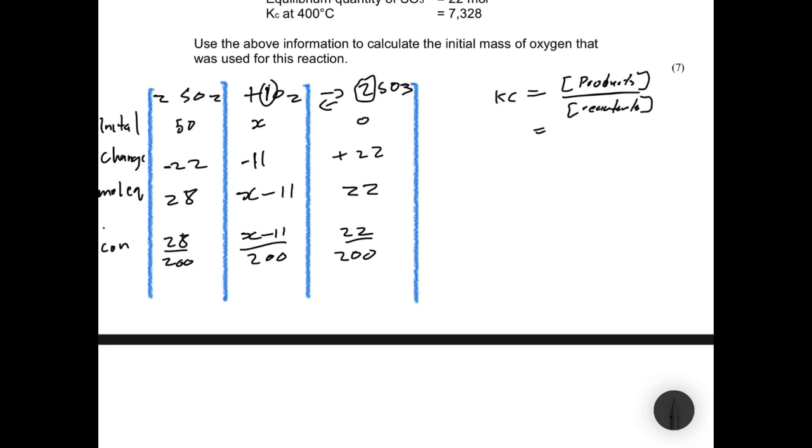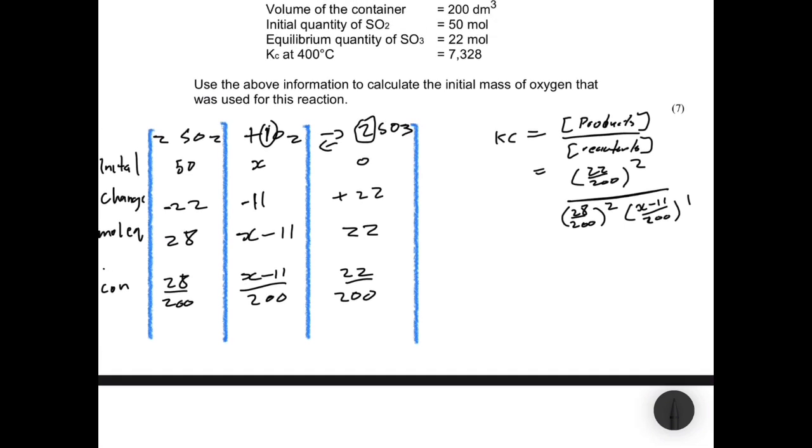So if we go on with that, our product will only have SO3, right? So we're gonna have 22 divided by 200 to the power 2, the balancing coefficient, divided by the reactants. So we have 28 divided by 200 for SO2, to the power 2, multiplied by x minus 11 divided by 200 to the power 1, the balancing coefficient.